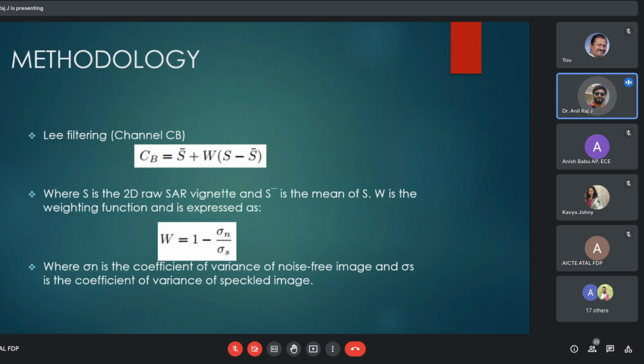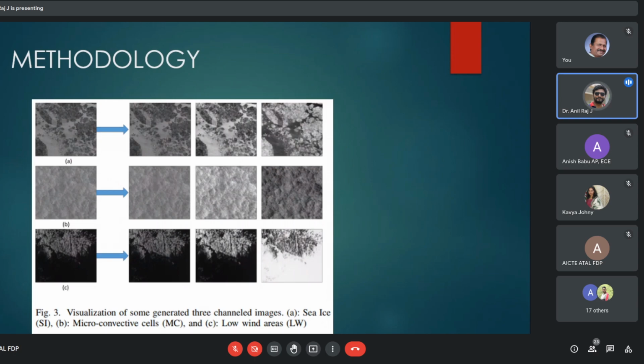So let me explain the parameters. Lee filtering means CB equals S bar plus W times S minus S bar. You can explore this in the original paper of the Lee filter. So this is a pictorial representation of the generated SAR data. This is the original SAR data. The first channel is the same SAR data, the second channel is the Lee filtered version, and the third one is the image inverted version of the Lee filtered version.